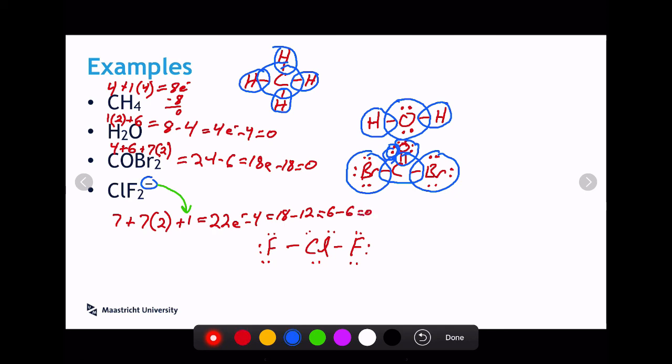And what we see is that we have fluorine with 8. This fluorine has 8. And the chlorine here actually has 10. It's got 3 lone pairs and 2 bonding pairs around it. And so this is what we call an expanded octet. And since the chlorine happens after phosphorus in the periodic table, that is fine for that to happen.